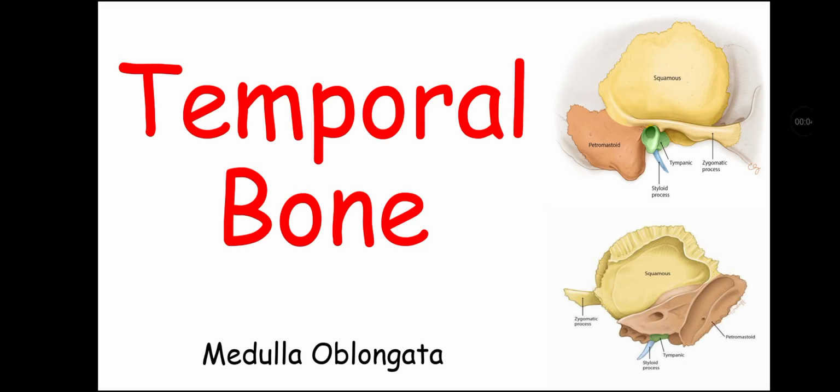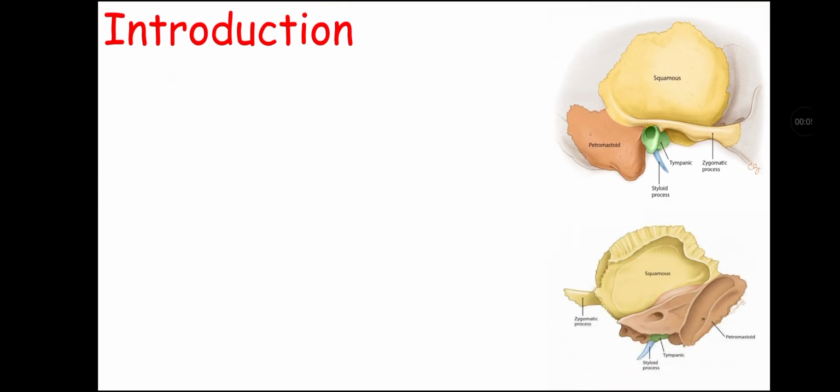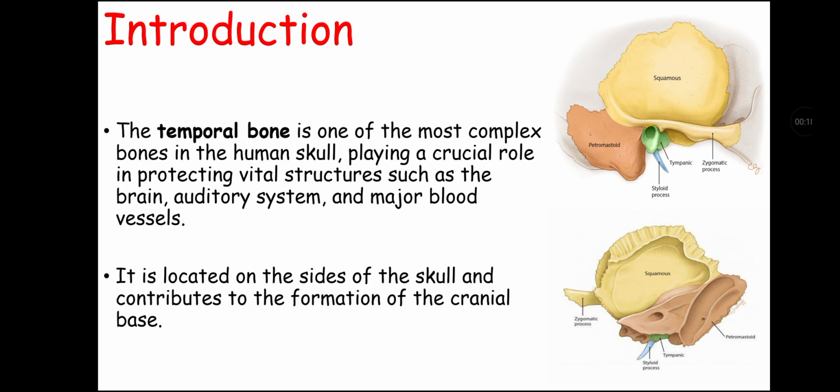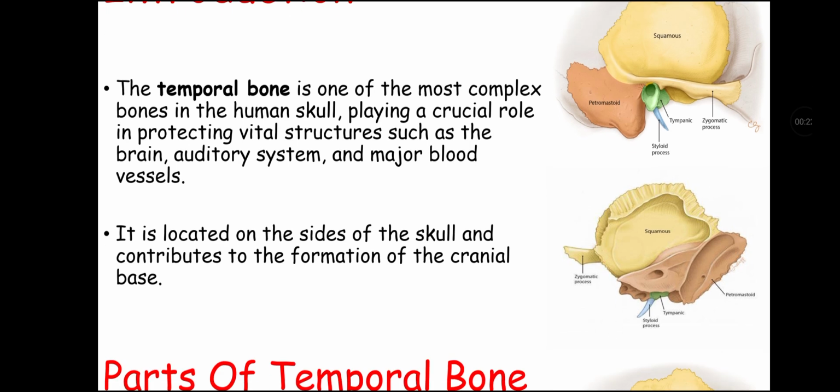Today we are going to talk about temporal bone. So let's start our topic with introduction. Temporal bone is one of the most complex bones in the human skull, playing a crucial role in protecting vital structures such as brain, auditory system, and major blood vessels. It is located on the sides of skull and contributes to the formation of cranial base.